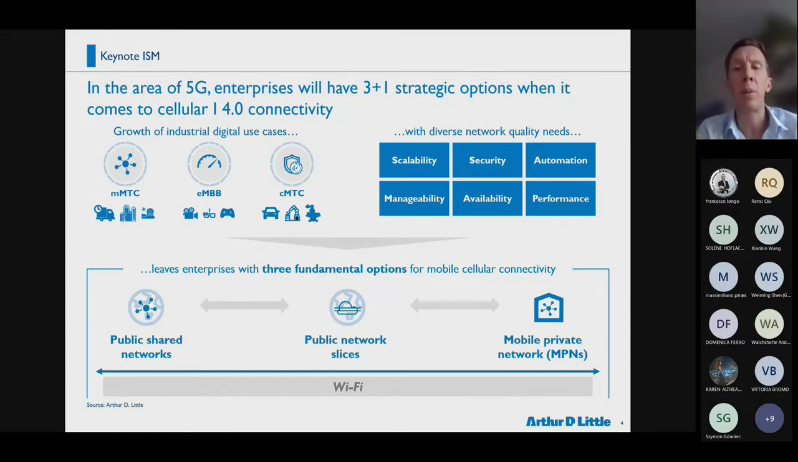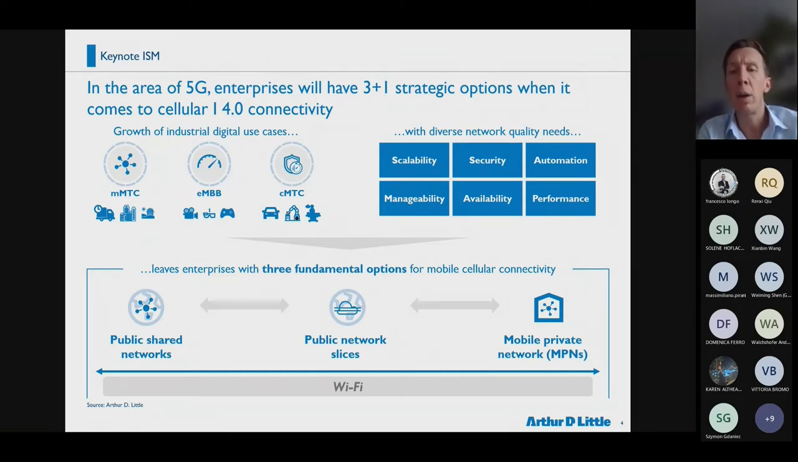But at the same time, when we see tenders of enterprises in the networking space, we see that scalability, security, automation, availability, like non-technical factors, become increasingly important, and they increasingly are shaping the way enterprises ultimately tender and procure their networking. And if you think that through, basically what we're seeing is that enterprises are left with 3+1 strategic choices when it comes to connectivity for Industry 4.0 applications.